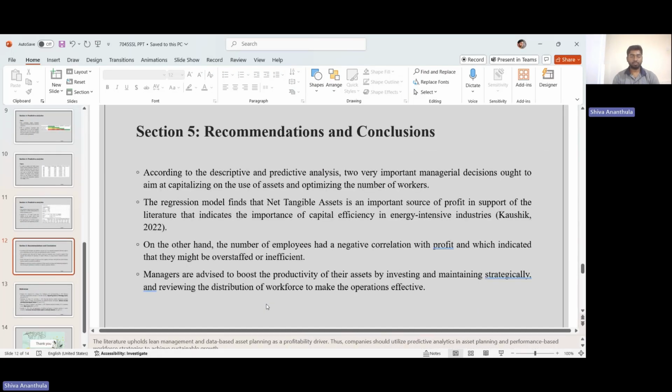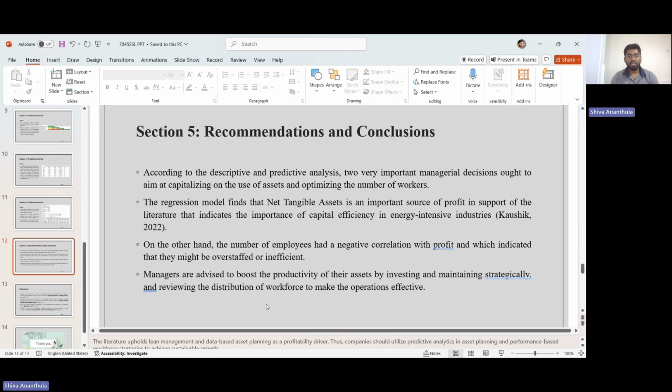Moving on to the next slide. Section 5, recommendations and conclusions. According to the descriptive and predictive analysis, two very important managerial decisions are to aim at capitalizing on the use of assets and optimizing the number of workers.